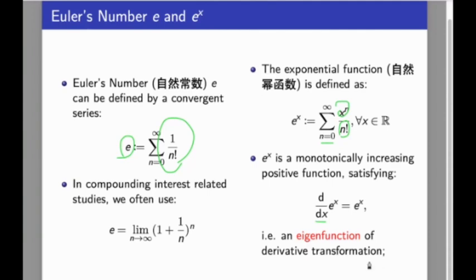In other words, e to x is an eigenfunction of the derivative. And that's why the exponential function is so important in the theory of differential equations. And that's all about the limit. From now on, we'll move our focus from numbers to functions.